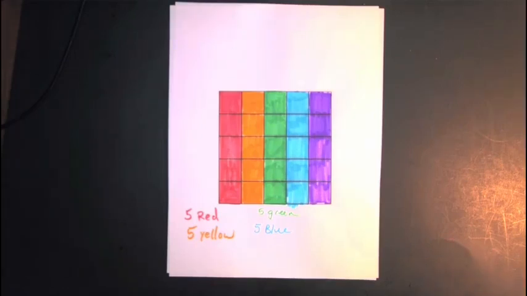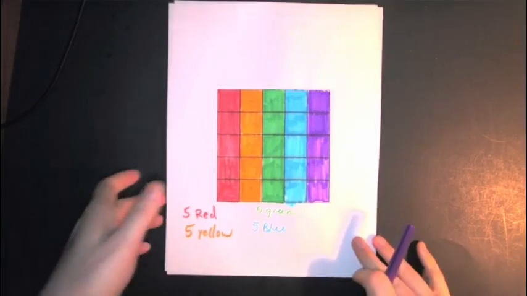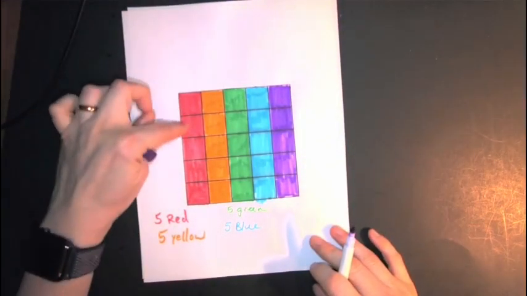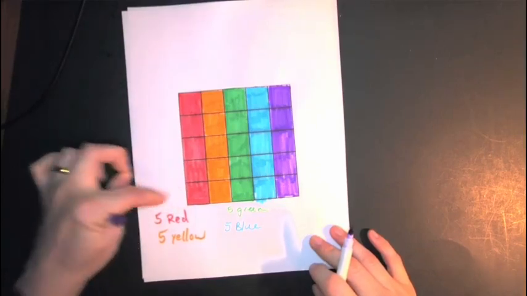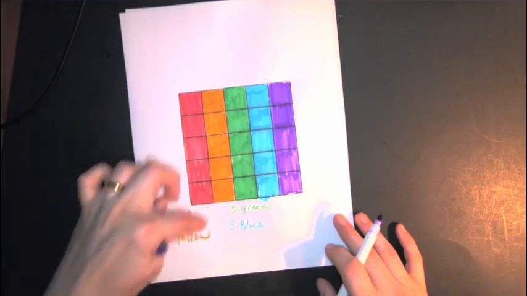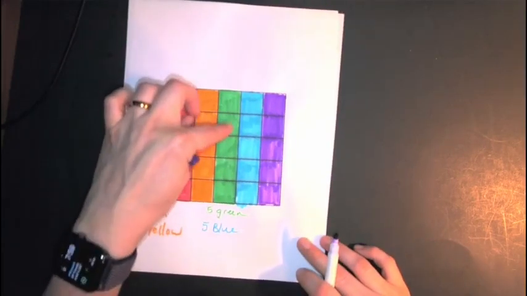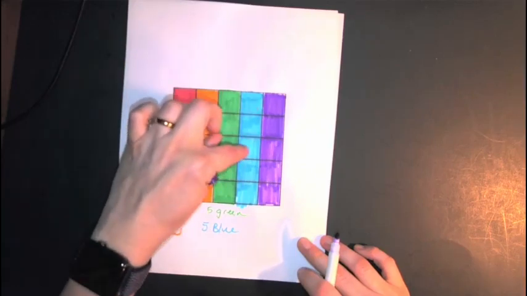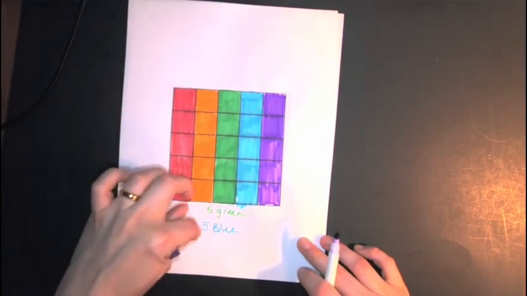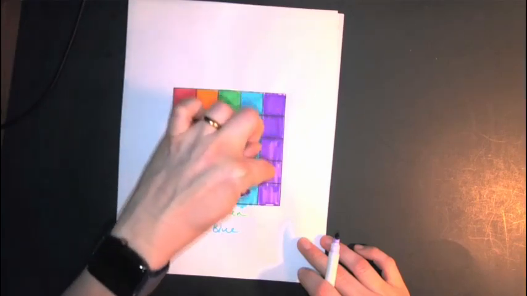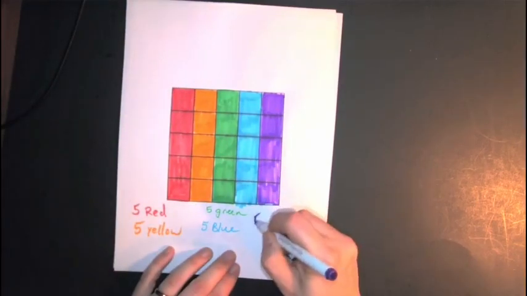And then at the bottom, I wrote down how many there are of each. So there are 1, 2, 3, 4, 5 red ones. Yay! 1, 2, 3, 4, 5 yellow. 1, 2, 3, 4, 5 green. 1, 2, 3, 4, 5 blue. I'll bet you can guess how many purple there are. 1, 2, 3, 4, 5 purple. And I'll write that one down this time.